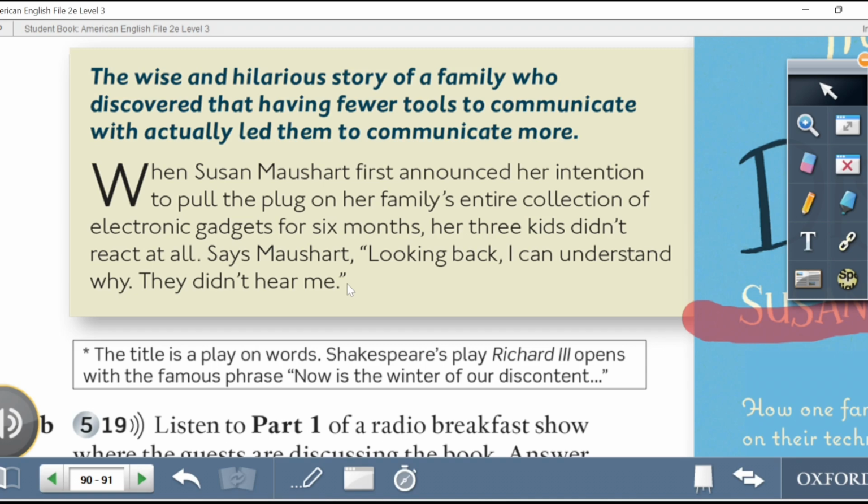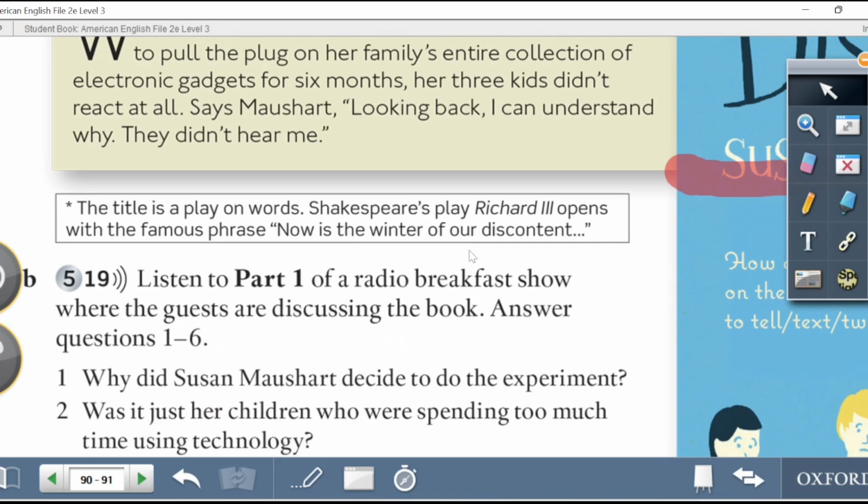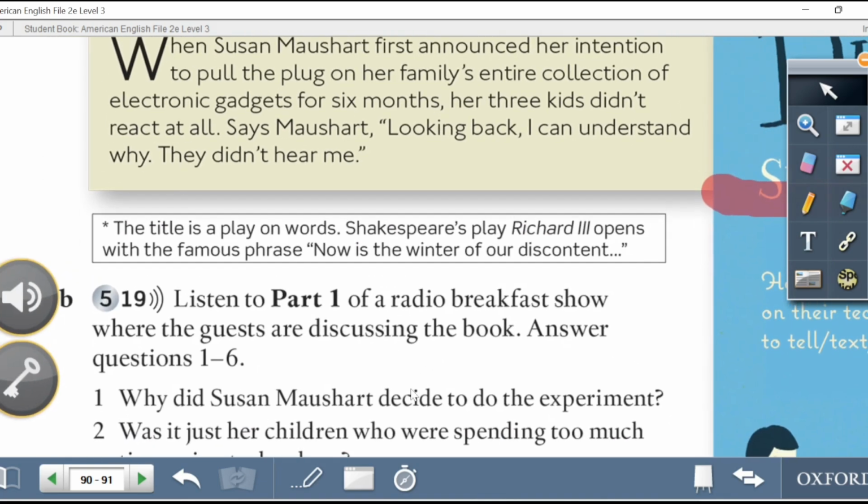Says Mosshart, looking back I can understand why they didn't hear me. اصلا اونا منو نشنیدن. The title is a play on words. Shakespeare's play Richard III opens with the famous phrase, now is the winter of our discontent. الان ماهیه که ما میخوایم دیسکانکت بشیم.